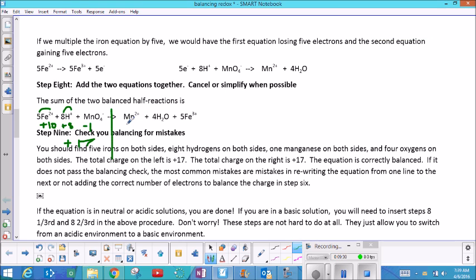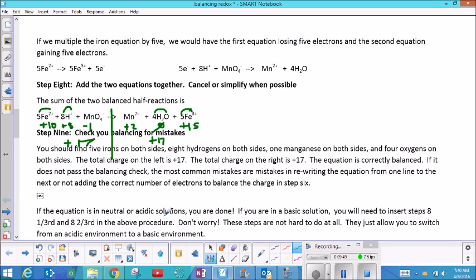On this side, I have 1 thing that's a plus 2. I have 4 things that don't have any charge. And I have 5 things that have a plus 3. That's a plus 15. So plus 2 and plus 15, that's a plus 17.